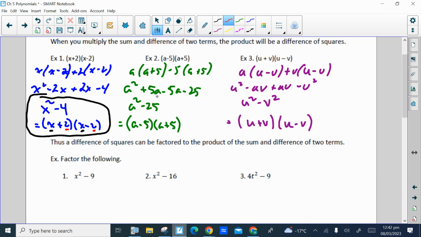Same thing with a squared minus 25. If we look at this statement, a squared minus 25 is a difference of squares. When you factor a difference of squares, you get two binomial factors. The square root of a squared is a, that goes in position 1 of each binomial. The square root of 25 is 5, so that's where those 5's come from. One's a plus, one's a minus, or one's a minus, one's a plus. The order doesn't matter.